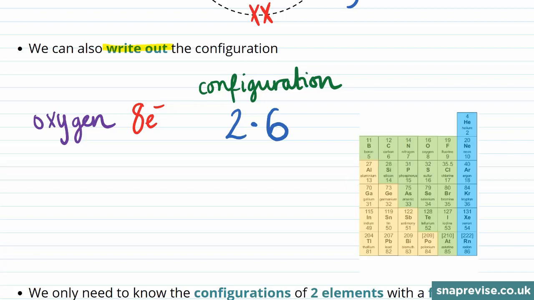Let's look at another example. For example, what is the electronic configuration of an atom of chlorine? To work out the electronic configuration, we first need to figure out the number of electrons that will be present in an atom of chlorine.